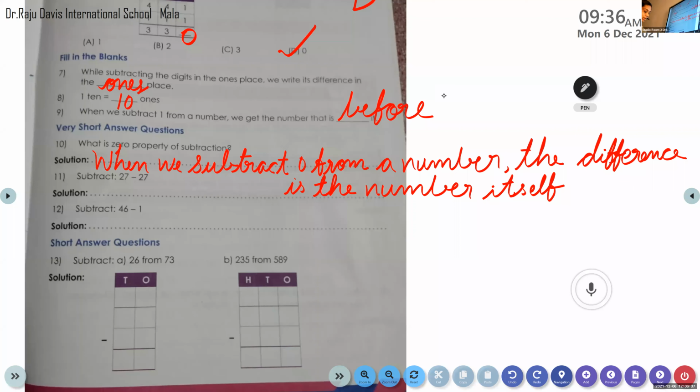Then question number 11. Please read question number 11. Subtract 27 minus 27 is equal to 0. Yes, 27 minus 27 is equal to 0. So you can write the answer there. It is 0.